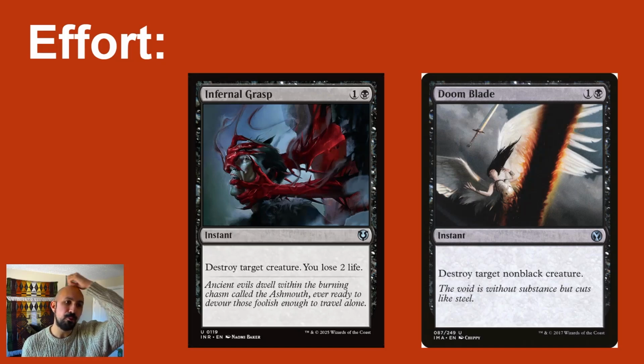Going back to that idea of what it can target, I call this effort. How much work do you have to put in to get what you want? Now, this might also be viewed as how to trigger cards.